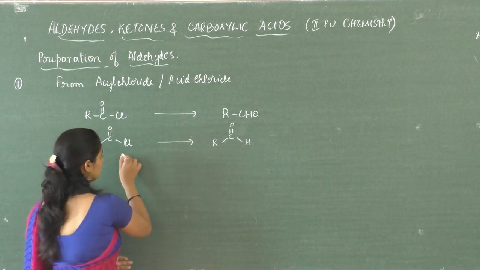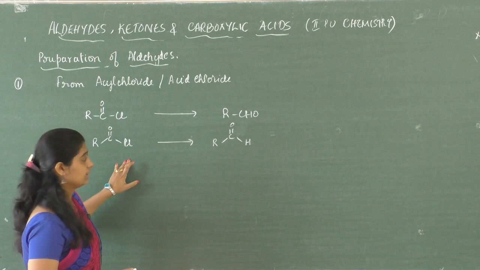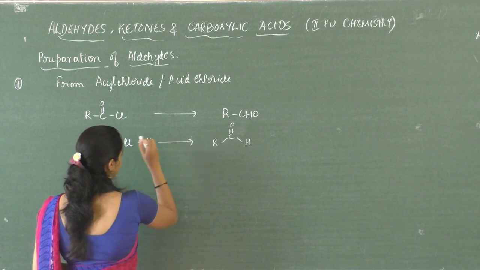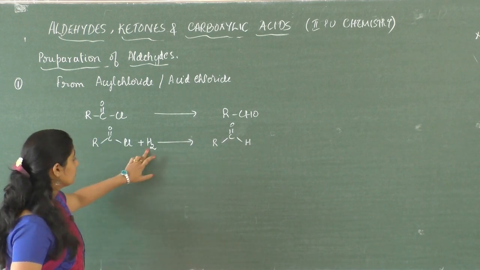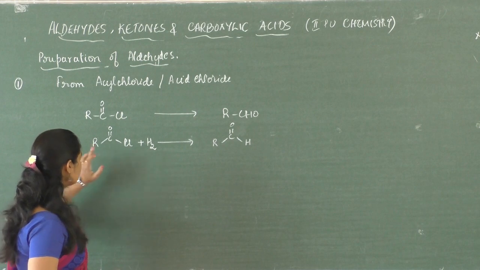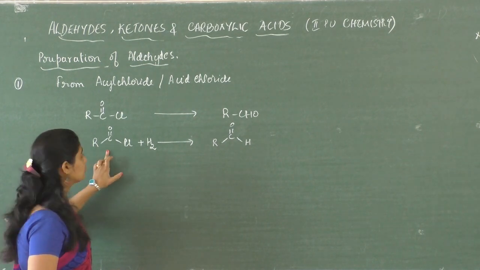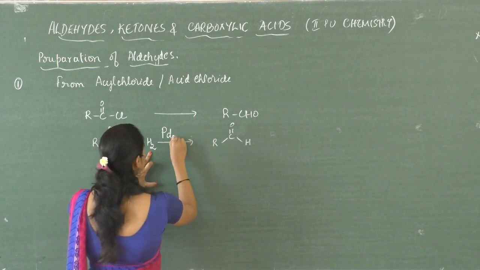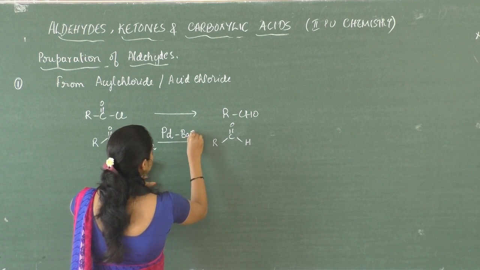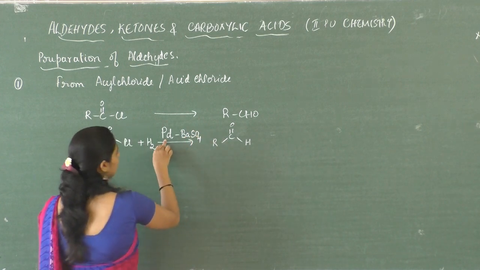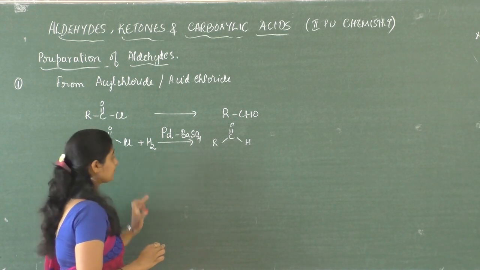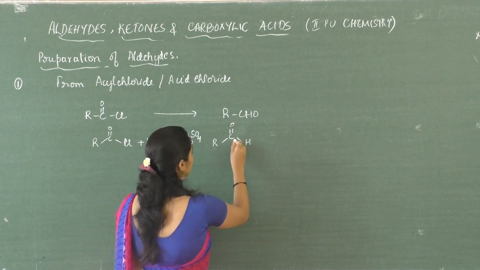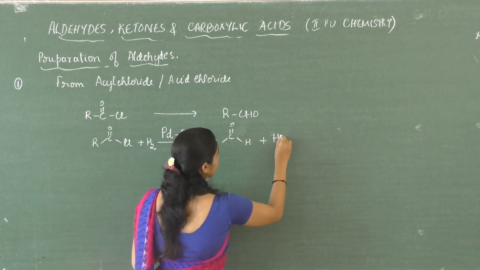So for this reaction to occur, we are going to use a catalyst. That is, reduction, addition of hydrogen. So when acid chloride is subjected to reduction by using a catalyst called palladium, Pd, that is supported over barium sulfate. You need to correctly note this, that is palladium on barium sulfate. Hydrogen gets added here so as to form RC double bond OH plus HCl.